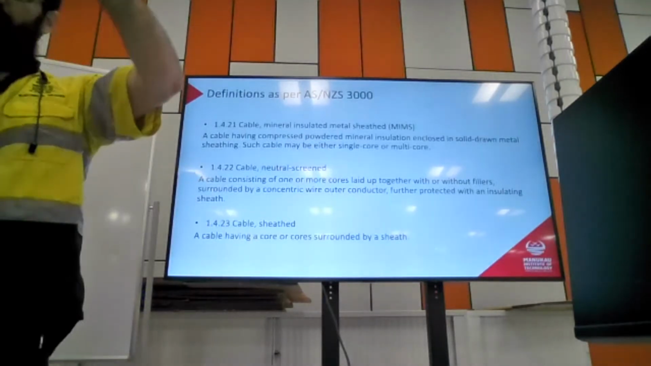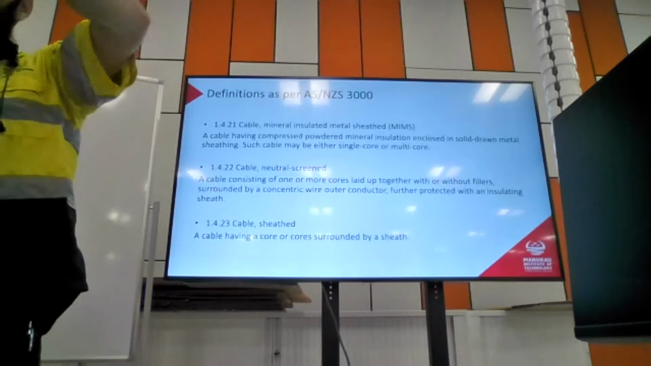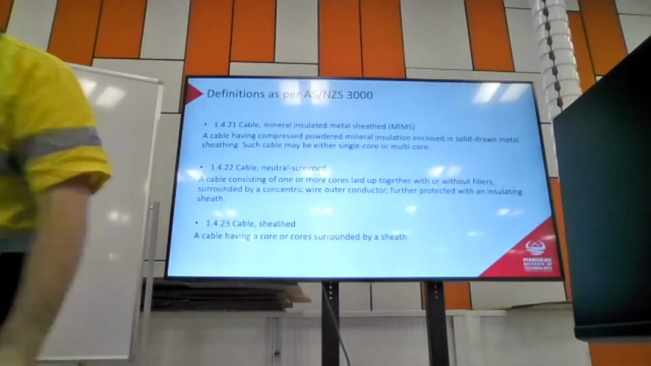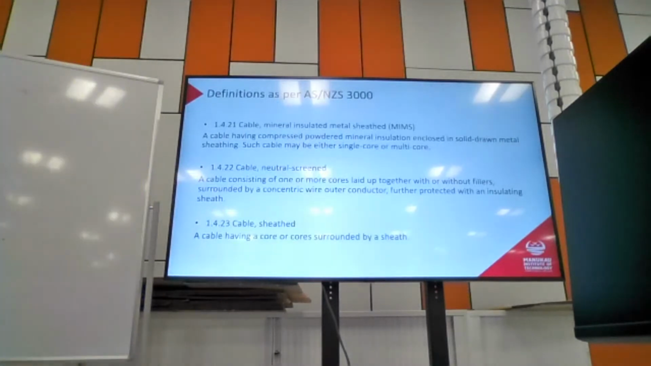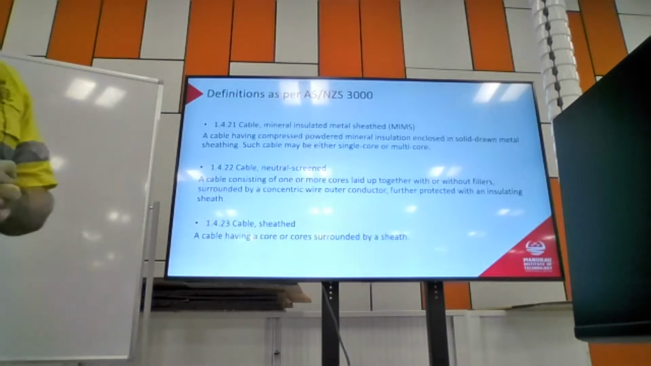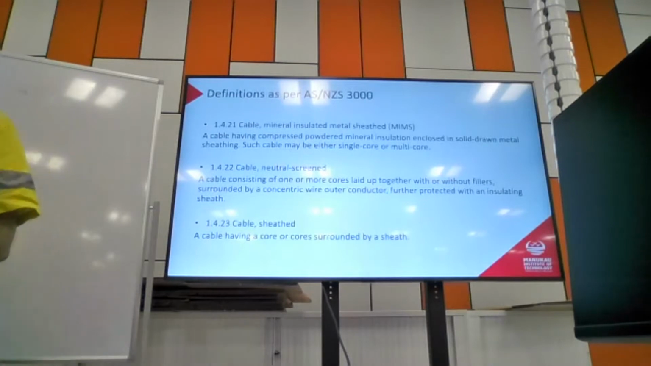So when you strip it, you grab the outer screen and twist it all together and put a sleeve over it and terminate it like that. Any ideas on why we might use that one? It's a tough question. It's a safety thing. Normally we'd use that for mains cable going into a house or something like that.